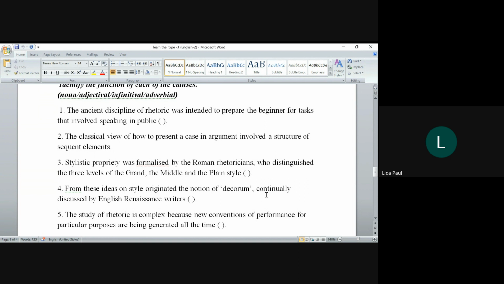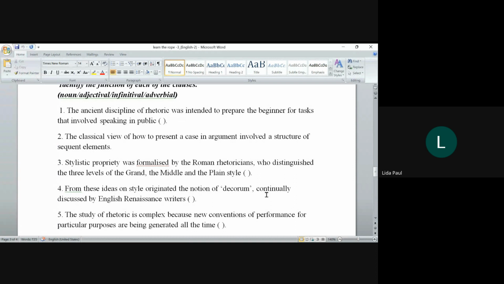If it was adverbial, it would tell you other things. It will tell you time, place, manner, reasons, conditions, right? This is not that. This is directly about tasks that involve speaking in public. What kind of tasks? It's a direct relation to the noun task. It's a modification. Hence, it's an adjectival clause. Okay.